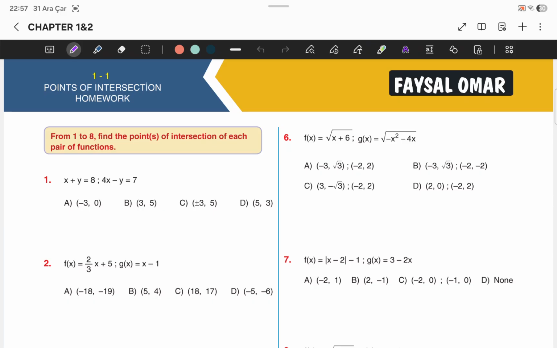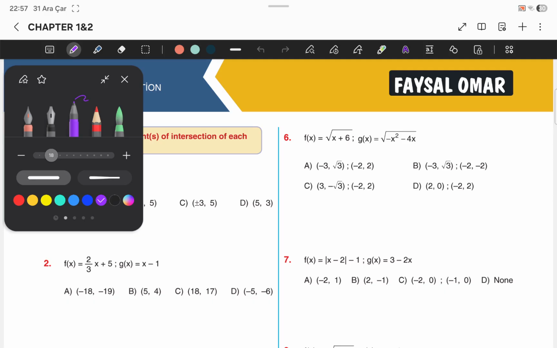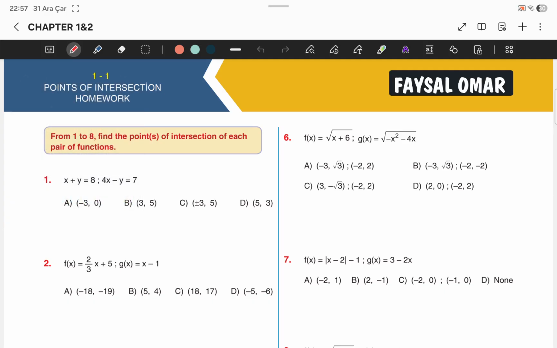Let's continue from the point of intersections. We are in the homework part, and then I am going to solve the worksheet questions as well. Let me start. All right, that's good. Here we are.